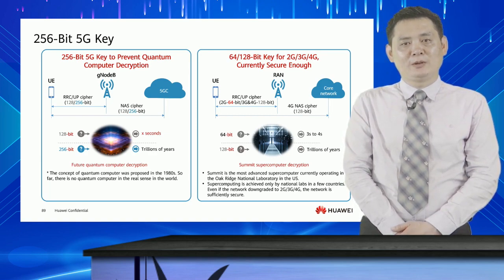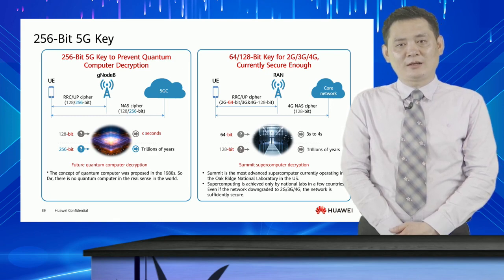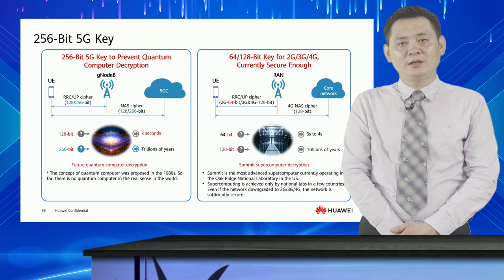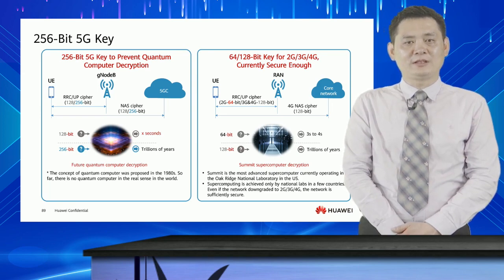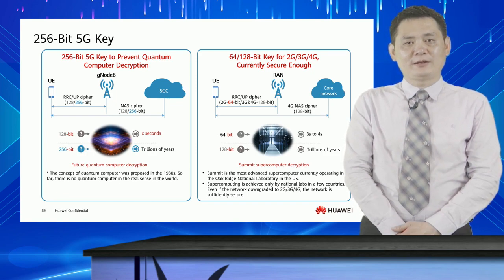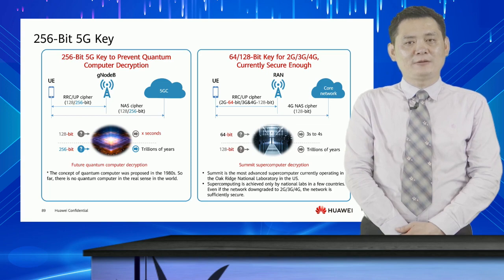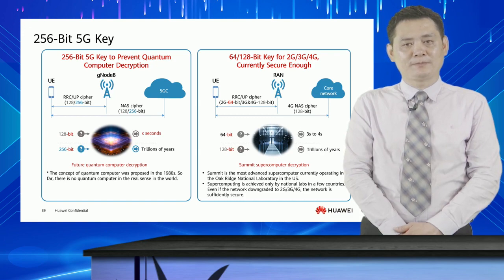However, as we know, quantum computing technologies are emerging now, and quantum computers may appear in the future. If a quantum computer is used to crack the key, a 128-bit key may be cracked within seconds. Therefore, regarding that quantum computers may appear in the future, the 128-bit encryption key used by 3G and 4G networks is insecure. To further enhance security, the 256-bit encryption key is introduced in the 5G network.